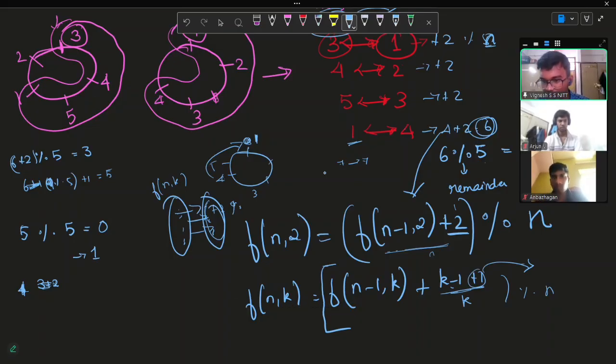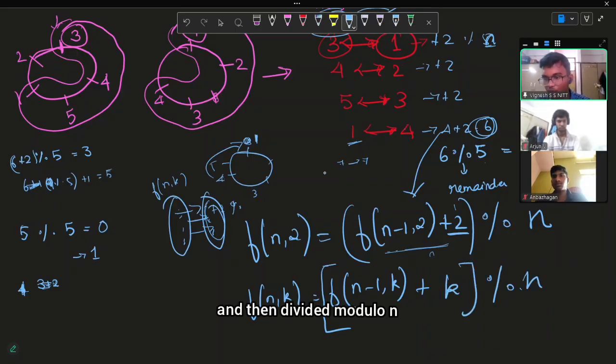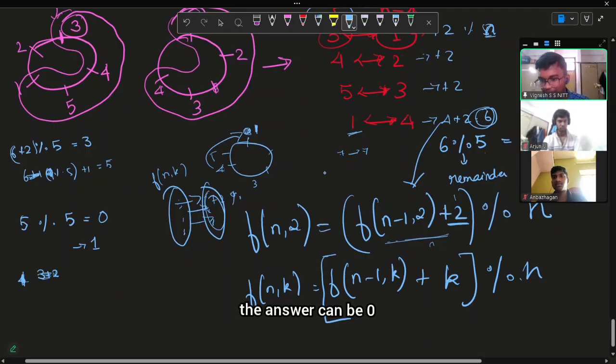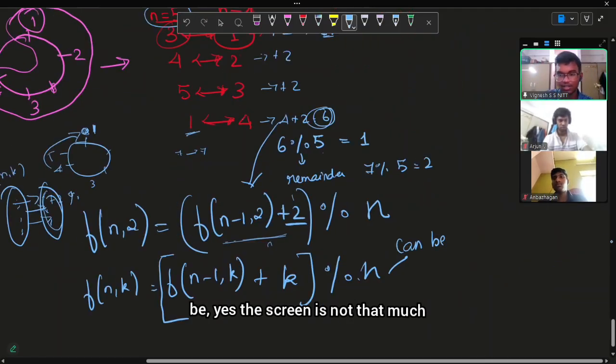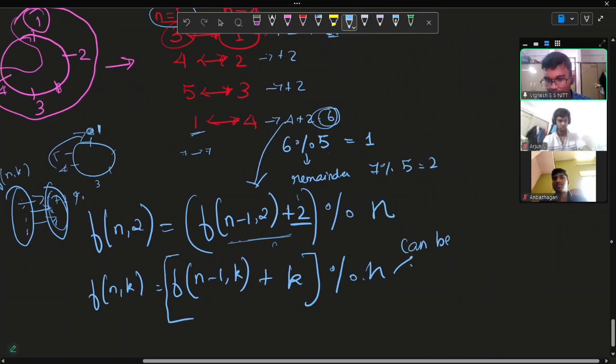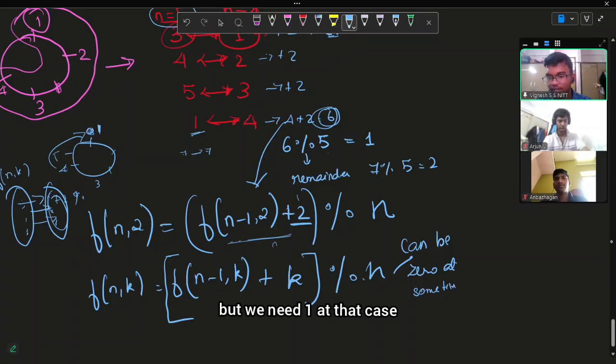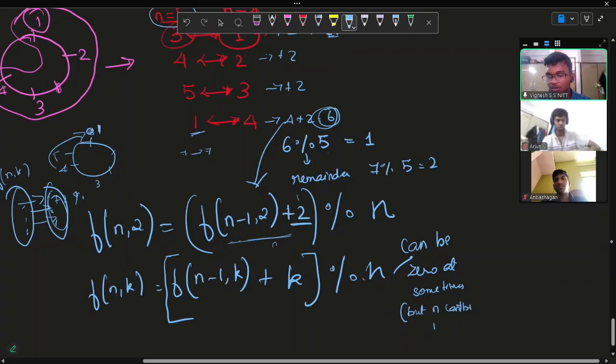So what I will do is just write k and then divided modulo n, the answer can be 0. It can be 0 sometimes, but we need 1 in that case. But that is not possible, because n can't be 0. N cannot be 0.